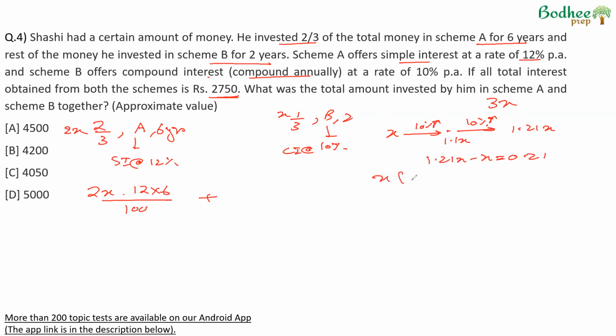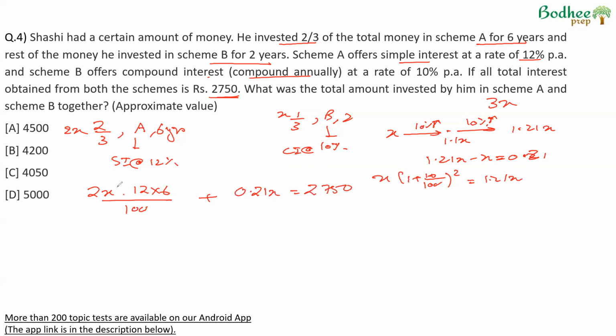Basically, x into 1 plus 10 upon 100 raised to power 2 will be the amount at the end of the 2 years. 10 upon 100 is 1 by 10. 1 plus 1 by 10 is 11 by 10, which is 1.1. Square of 1.1 is 1.21x. So the interest will be amount minus principal. So we can say 0.21x is the interest on the second scheme.